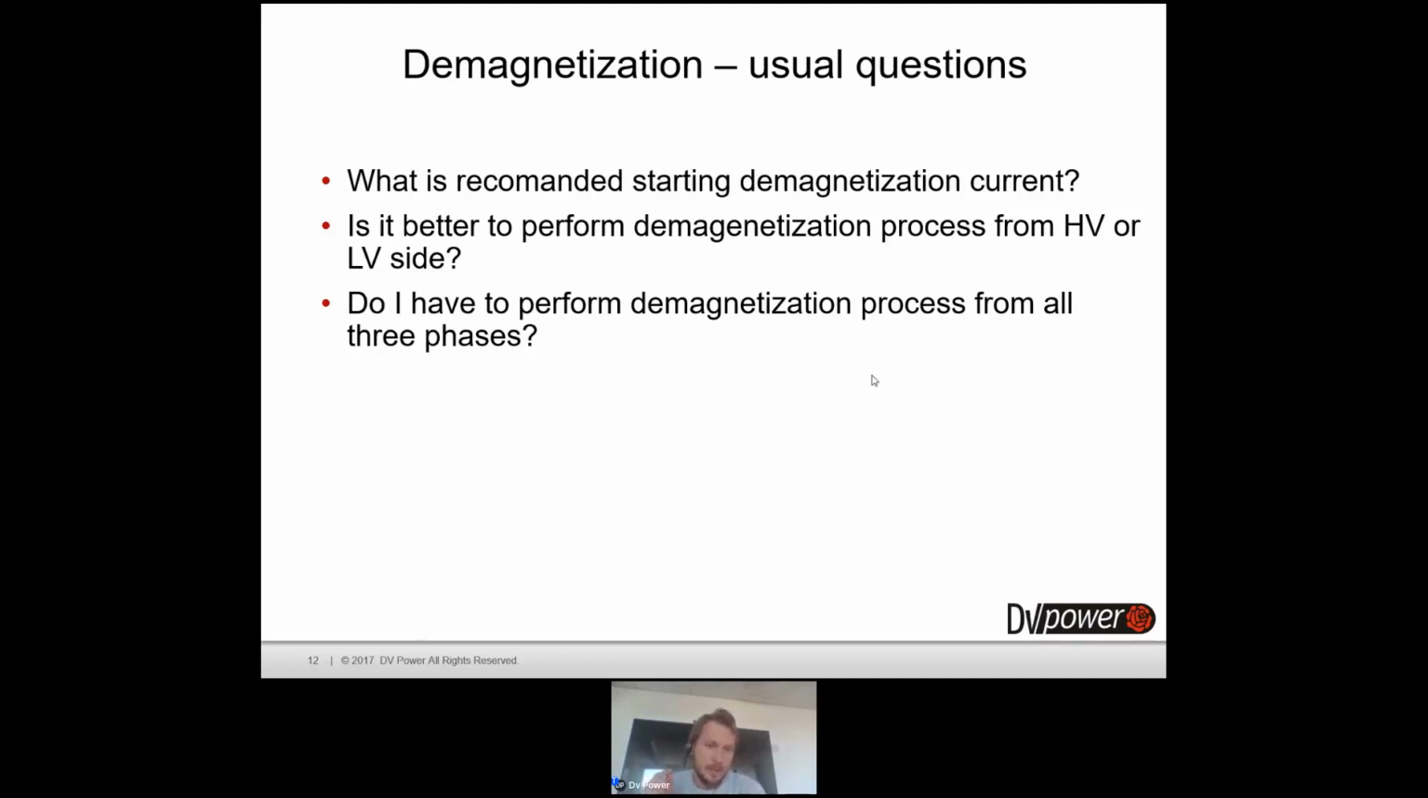If we go to the low voltage side, then we have a lower number of winding turns, which means that we need a higher current, right? So fortunately, the device has, let's say, very high test current up to 60 amps. So the process can be performed both from high voltage or low voltage side. If you use the magnetization process from low voltage side, our recommendation is to use higher test current.